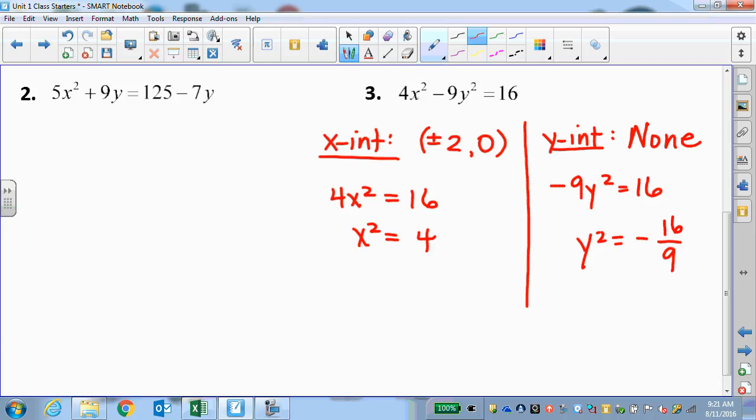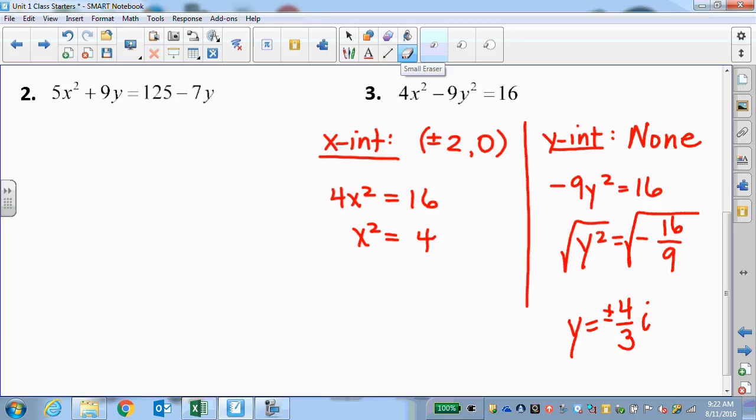No y-intercepts. Now, had we actually gotten a value out of that, when we take the square root, what do you remember from algebra trig about taking the square root of a negative number? You said it's imaginary. So you probably just put the i there, and then you did the square root of 16 ninths. And that one we can just do the square root of the numerator, which is 4, and the square root of the denominator, which is 3, and of course we would have got a plus or minus. So we would have gotten plus or minus 4/3 i. But that's an imaginary number, and we don't have imaginary intercepts. So we just ignore that and just say there are no y-intercepts.